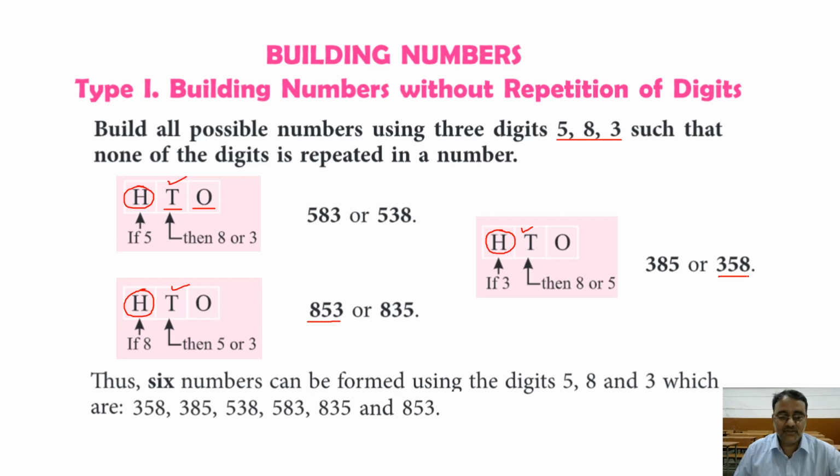So very simple, what to do in without repetition? If you have to write the smallest number, you start with smaller digits, but you should not start with 0. Start with smaller digits and come to larger digits, and for the greatest number, reverse it. Okay, we'll see some examples.